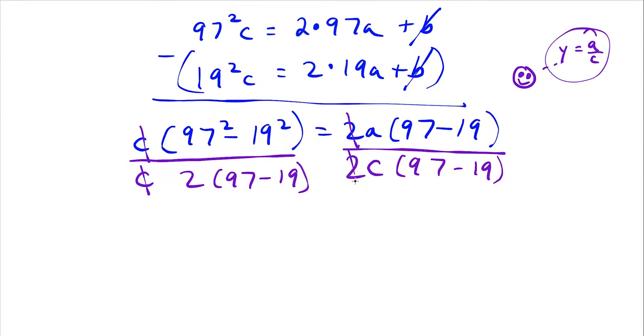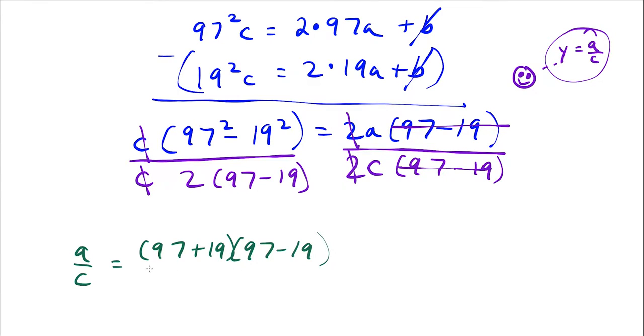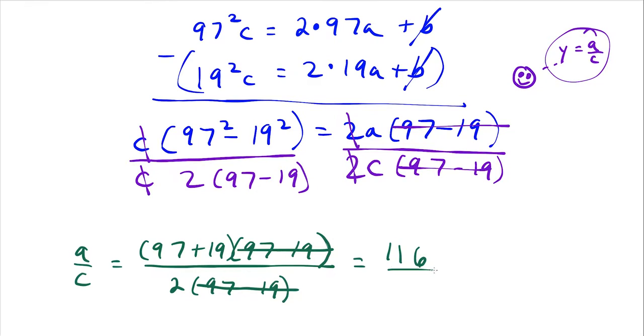And now things are going to cancel out here. We're going to be left with a over c, and we'll write this in simplified form. We have a over c equals, and notice on the left side we have a difference of 2 squares. So I'm going to factor: at the top is 97 plus 19 times 97 minus 19, over 2 times 97 minus 19. Let's just make this parenthesis a little darker. And now notice 97 minus 19 could cancel on top and bottom. And now this is going to simplify here. That's going to make 116 divided by 2, which is going to be equal to 58.